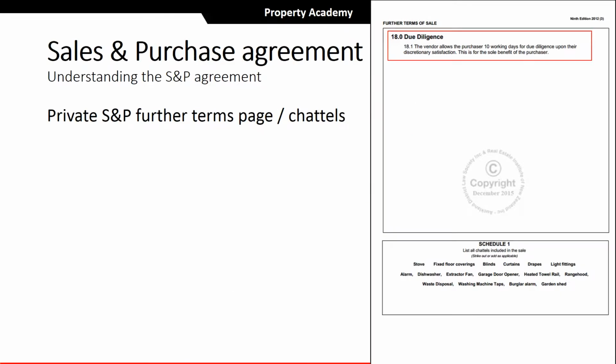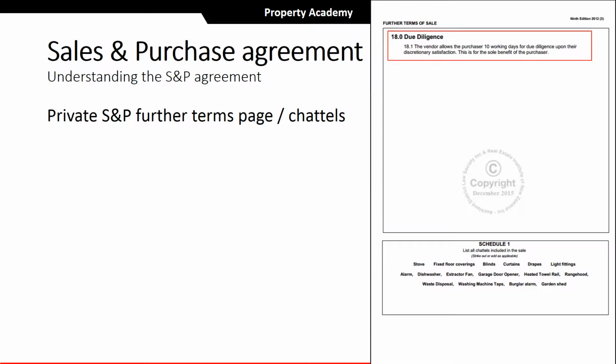So on this slide here, we're going to be covering the further terms page of the sales and purchase agreement, and this is the page where we can add in our own clauses on top of what the binding clauses are in the general S&P. There's actually clauses 1 to 17 that are standard as part of the sales and purchase agreement, which I encourage you to read. It's going to take some time because there's a lot of content to read in the sales and purchase agreement, which you can find in the downloadable section for week 1.